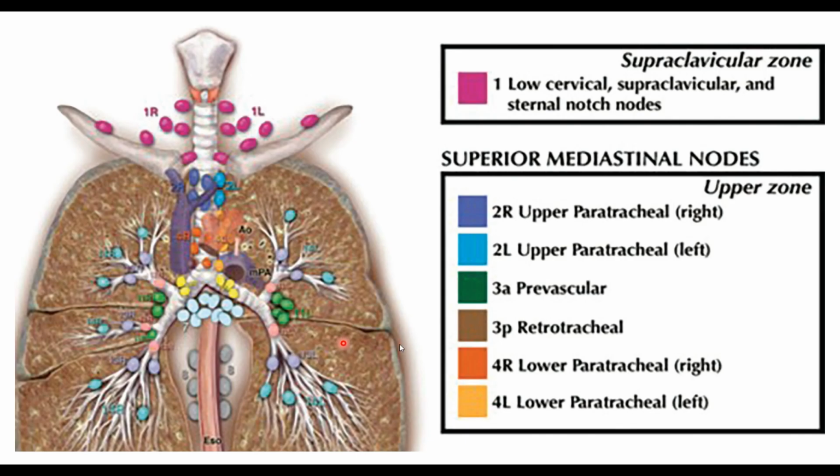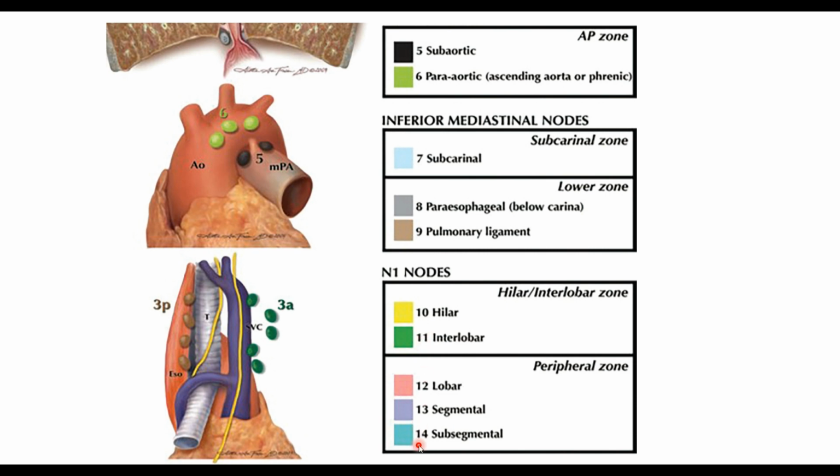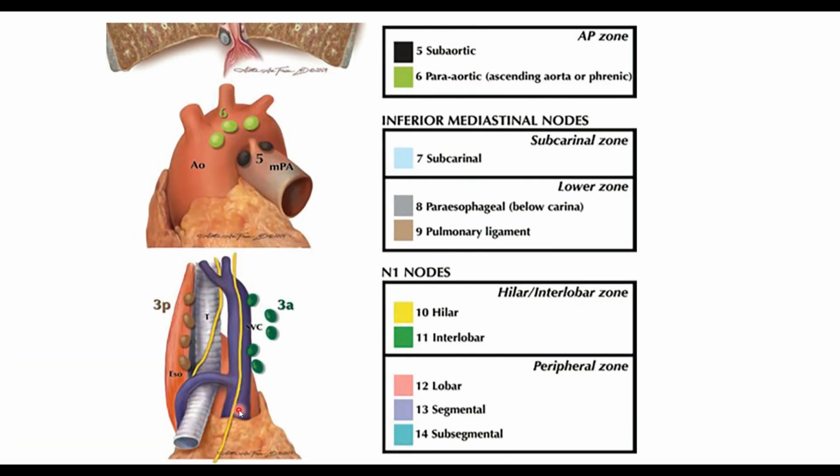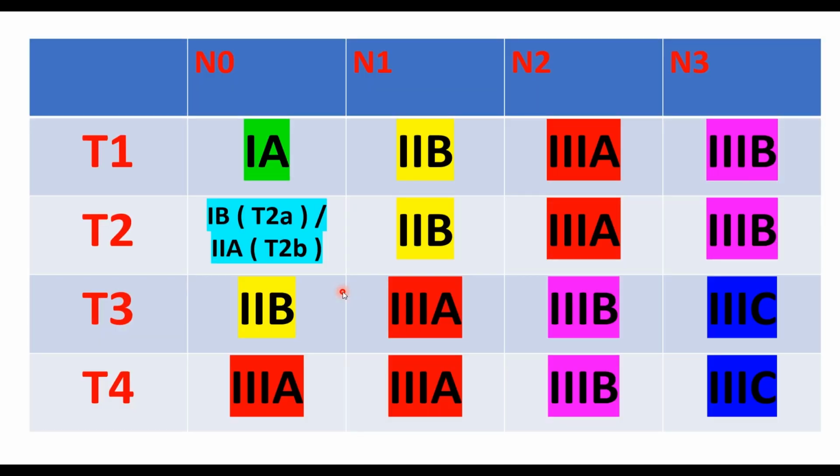So stations 10, 11, 12, 13, and 14 are called N1 lymph nodes because they are associated with the lung, whereas N2 lymph nodes or the mediastinal lymph nodes would be stations 2, 3, 4, 5, and 6, the subaortic and paraaortic. Station 7, the subcarinal, station 8, the paraesophageal lymph nodes, and station 9, the pulmonary ligament lymph nodes. So stations 2 to 9 are called mediastinal lymph nodes or N2 lymph nodes.